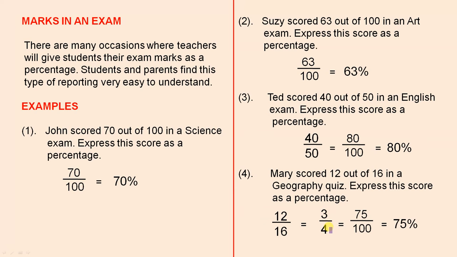Now to change this fraction to a denominator of 100, multiply top and bottom by 25. 3 times 25 is 75. 4 times 25 is 100. 75 over 100 is 75%.